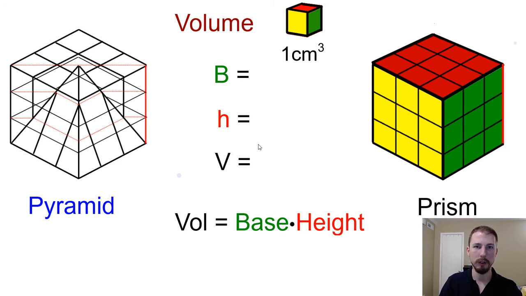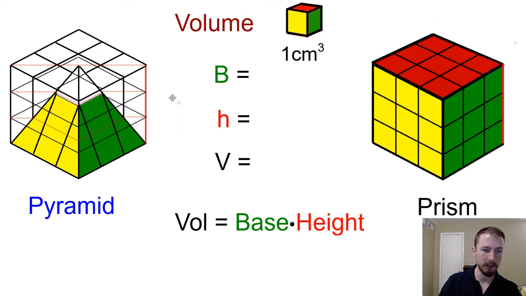Now what happens as we try to do the same thing with the pyramid? Oh, this is so cool. All right, so as we increase layer by layer, at first there's only a small amount that's missing, but as we go up higher to the second layer or to the third layer, we're now removing more and more volume or material from the cube.